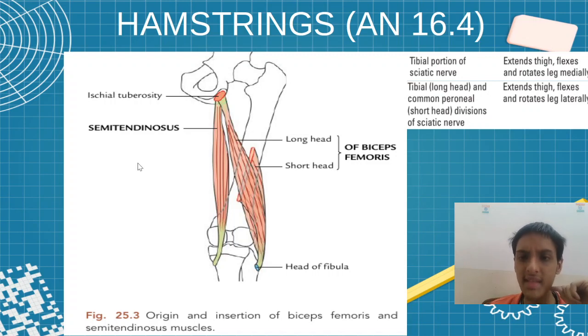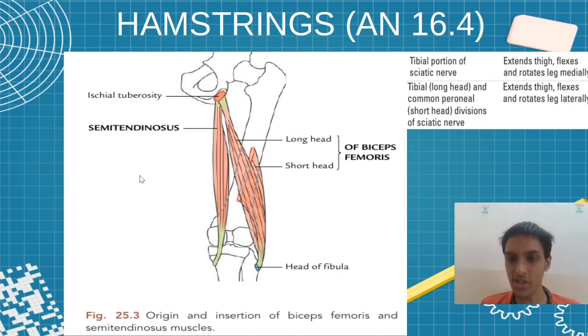So all will be supplied by the tibial branch of the sciatic nerve, all the muscles, except the short head of biceps here, that will be supplied by the fibular branch of the sciatic nerve or common peroneal. Please remember this point, common peroneal or fibular, any one of these I say is the same. Don't get confused, okay? Right.